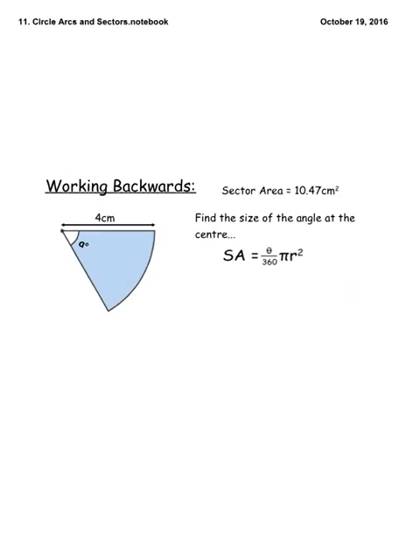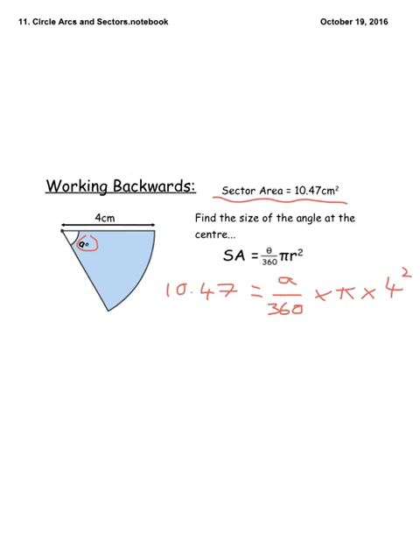Again, we could be asked to use the sector area formula to work backwards as well. So in this case, we've been given that the sector area is 10.47 centimeters squared. We need to find the size of the angle at the center of the sector here. So again, we're going to put in our 10.47 centimeters squared is equal to some angle A, we don't know it yet, divided by 360 times pi times the radius, which is 4 squared.